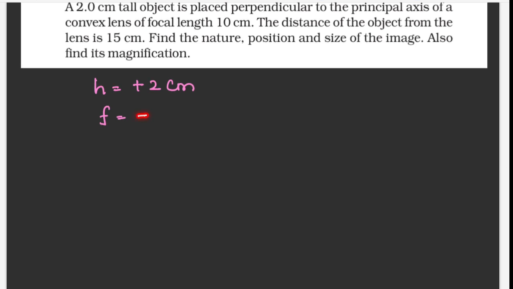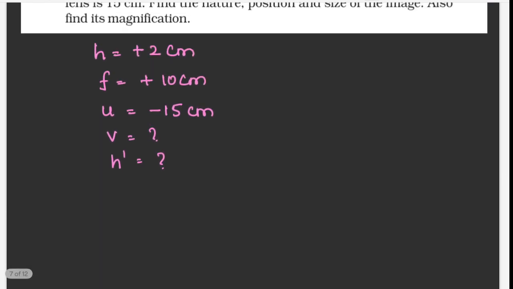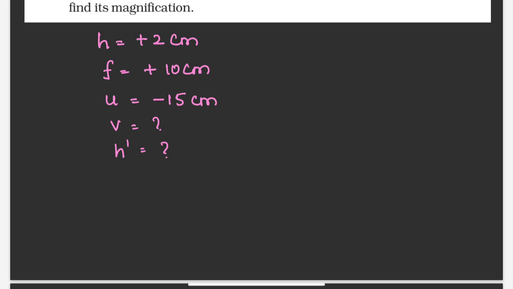So I'll write here plus 10 centimeter. The distance of the object from the lens is given, and u will be always negative for both concave lens and convex lens. Find the nature, position and size of the image. So v you have to find, h dash you have to find. So let us first write the formula. Let us use the lens formula now: 1 by v minus 1 by u is equal to 1 by f.